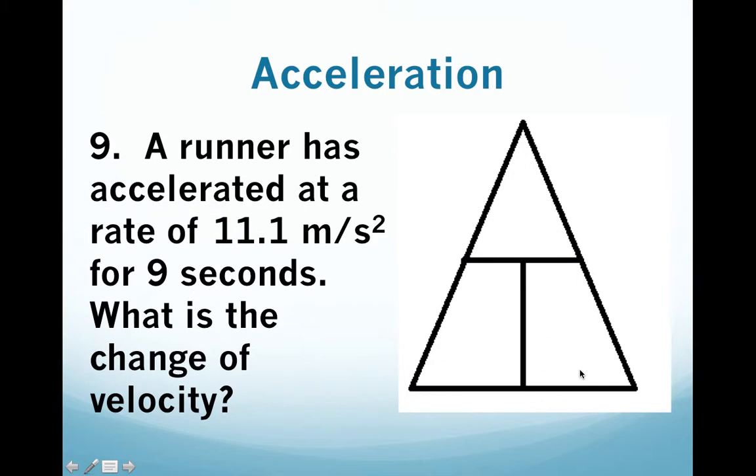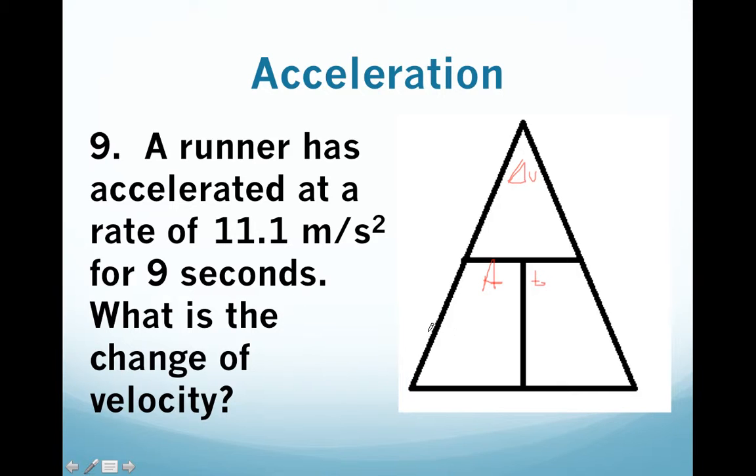Okay, let's go to this one right here. This is problem number 9 on the worksheet. All of these are identified by the numbers on the worksheet. Number 9 says a runner has accelerated at a rate of 11.1 meters per second squared for 9 seconds, and they want to know the change in velocity, or that final velocity. So remember, this is your change in the velocity, this is your acceleration, and this is your time.